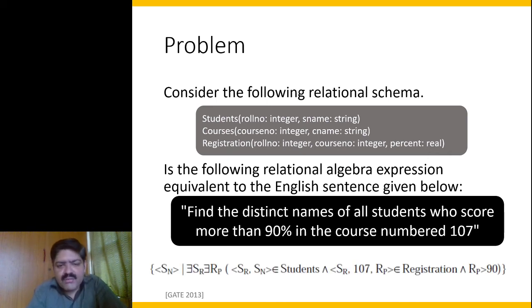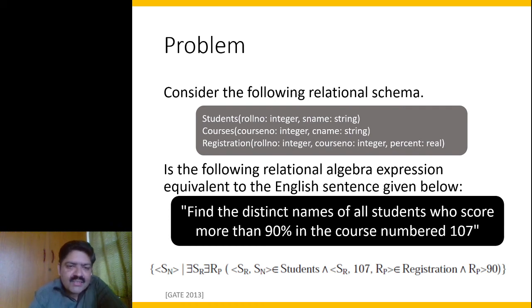Here's how I would do it. Let's take the easy part first. So we say that RP is greater than 90. That's easy. And let's see what is happening in the first part. I have SR, SN, two variables belonging to students. All right, and then I have SR, 107, RP belonging to registration.